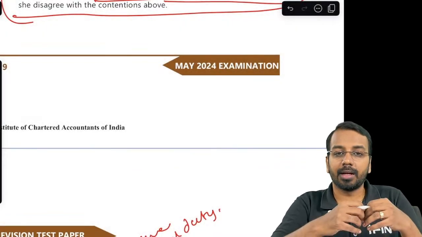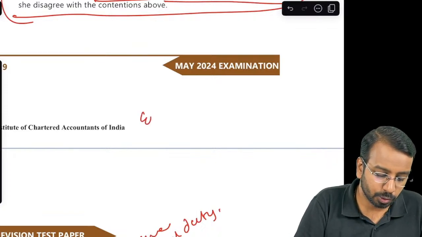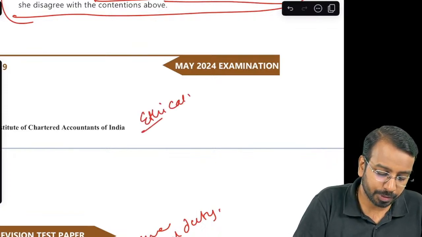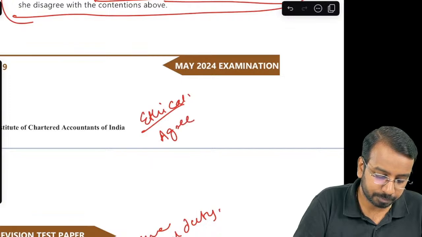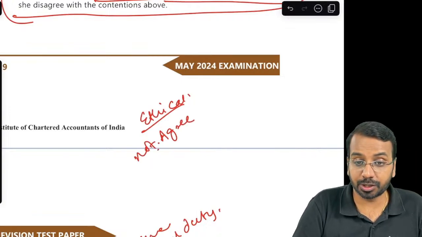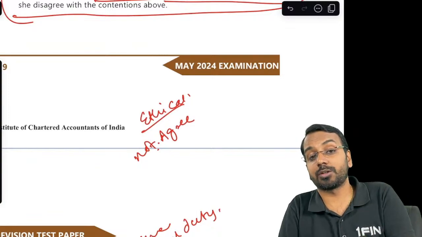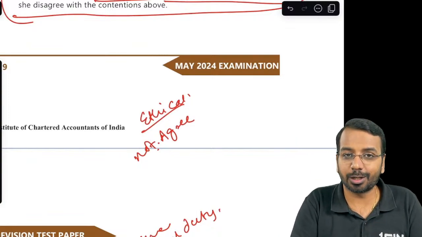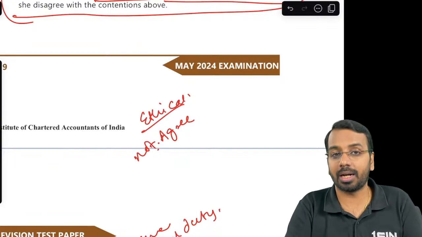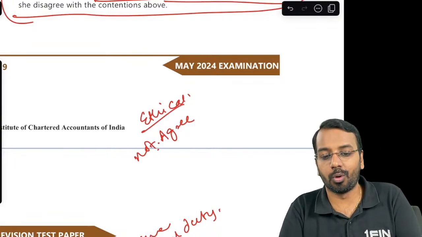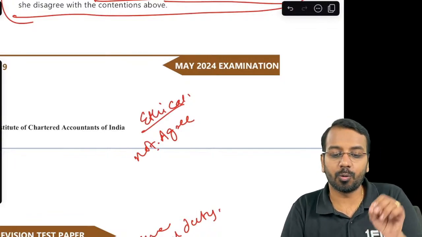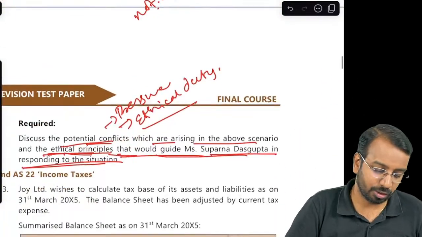So basically, you have to maintain your ethical aspect. You should not agree to the pressure, and if it is not possible, if you are under too much pressure, then you should reach out to the higher authorities in the organization, or to the ethical board of the institute, or to an external lawyer, right? So that is how you have to answer.